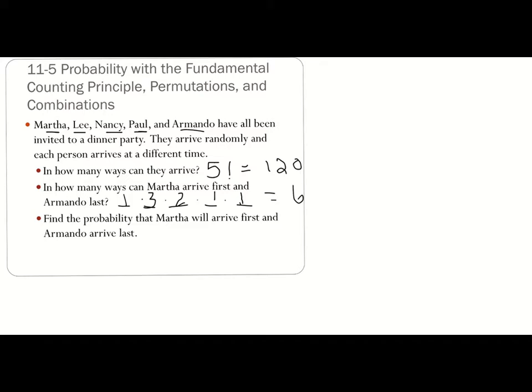Now they want us to find the probability that Martha will arrive first and Armando last. We know that there are 6 ways Martha can arrive first and Armando last out of 120 total different ways. So that's our probability. And if you simplify it, you end up with 1 over 20.